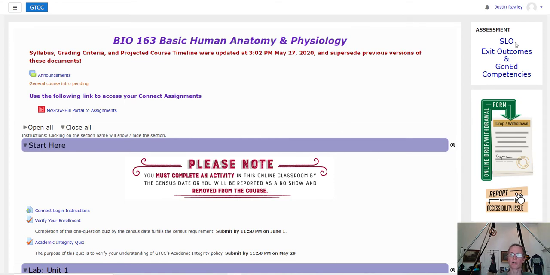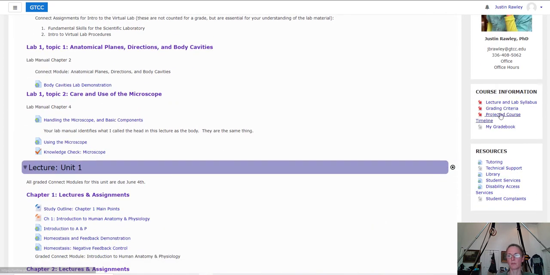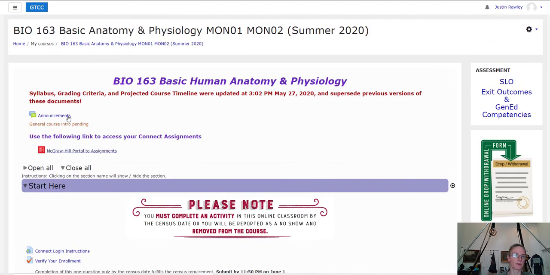Now this is our Moodle shell and this has many important things that pertain to the course. For example, you'll find over here on the right hand side the documents pertaining to the course, including the syllabus, the grading criteria, and the projected course timeline. Both of these two are also contained within the syllabus, but if you want a quick reference, you can find them here. You will also find course announcements and things that are important overall.